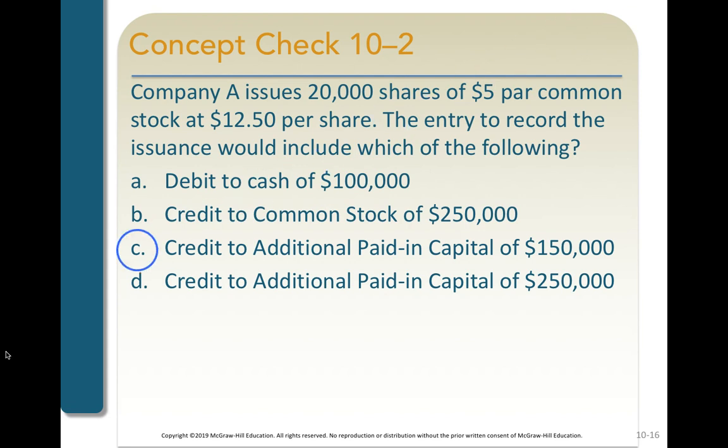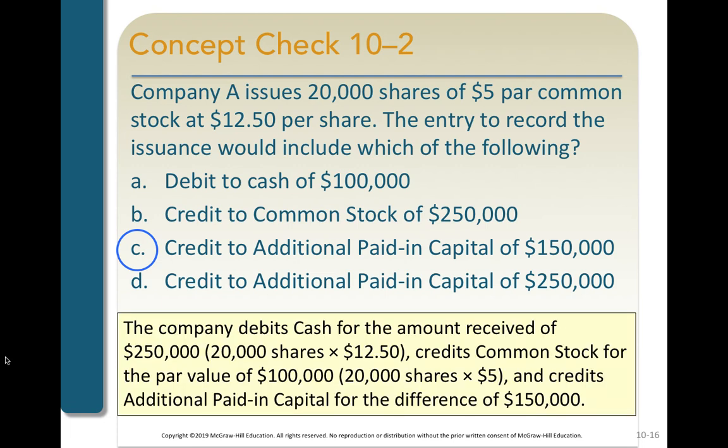If you chose a credit to additional paid-in capital of $150,000, you are correct. The company debits cash for the amount received. So that's $250,000. We got that by taking the 20,000 shares times $12.50. You're going to credit common stock for the par value. So that is $100,000. The 20,000 shares times the par value of $5 per share. And then you're going to credit additional paid-in capital for the difference of $150,000.